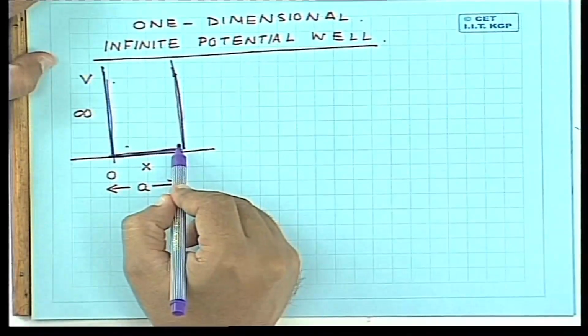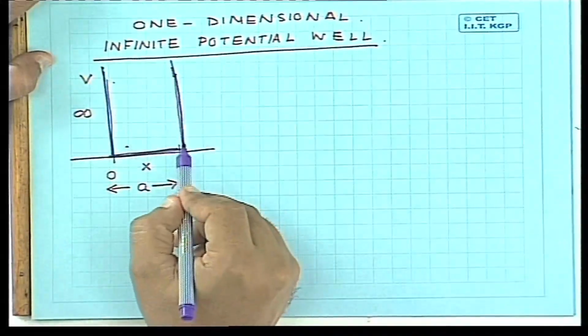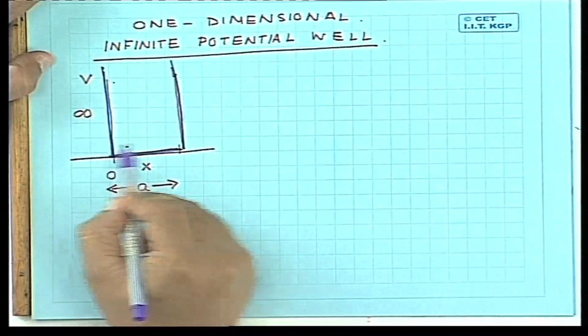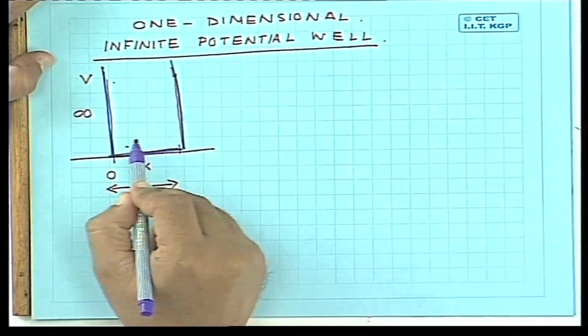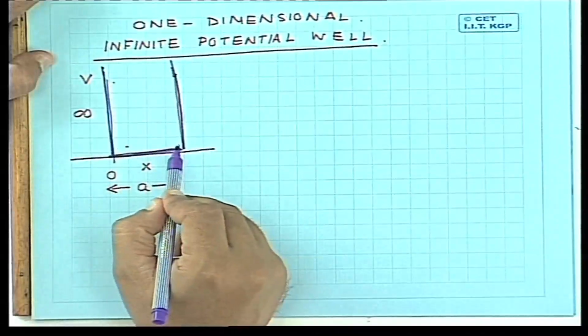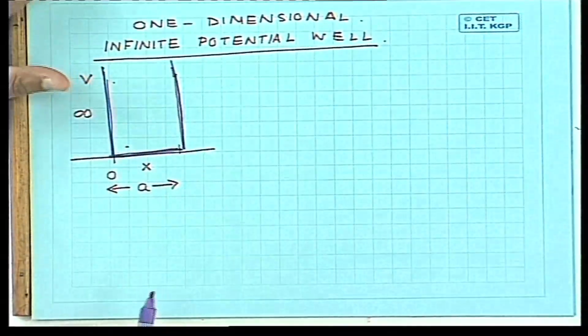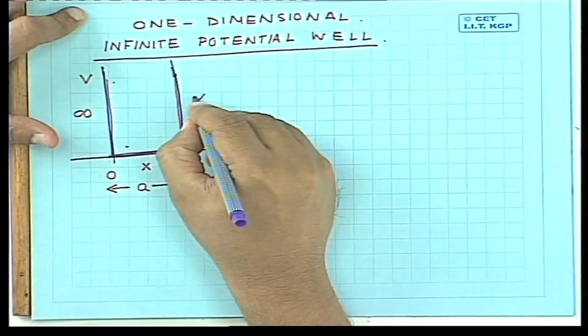It would hit this wall of the well over here because there is an infinite potential there. It would bounce back, come and hit here because there is an infinite force which will act on it. It will just keep on bouncing between these two ends. Now let us study what happens to this problem in quantum mechanics.